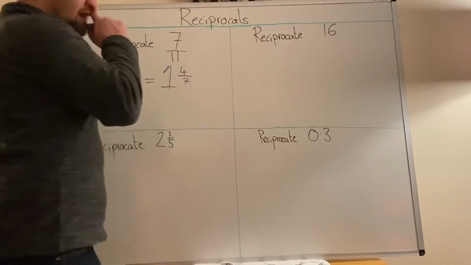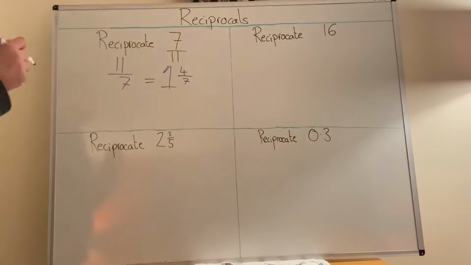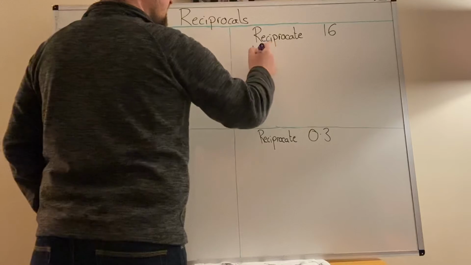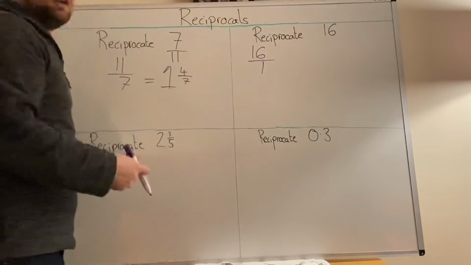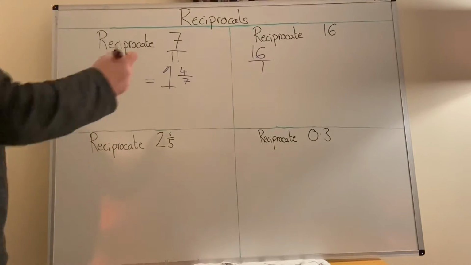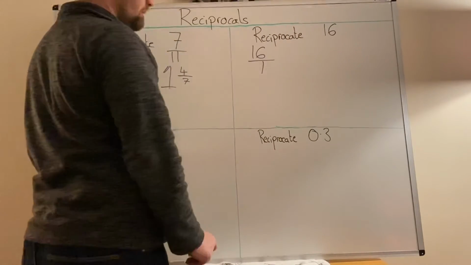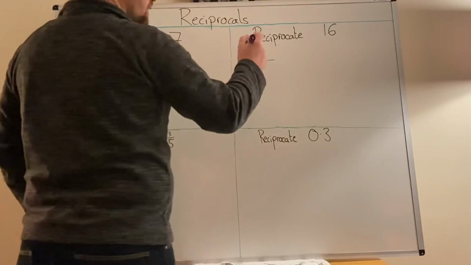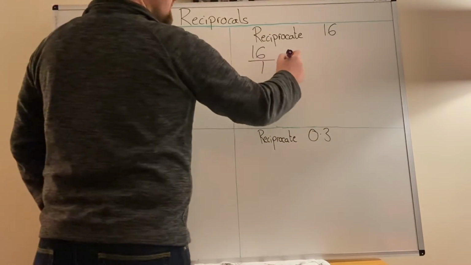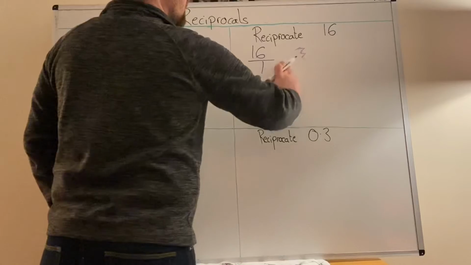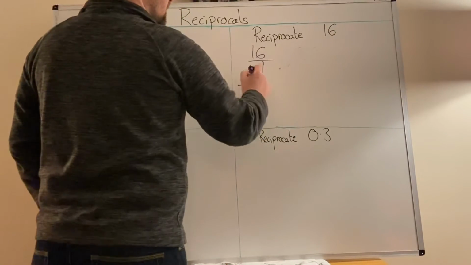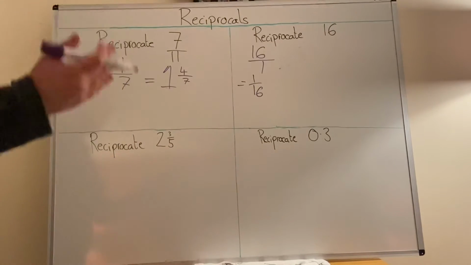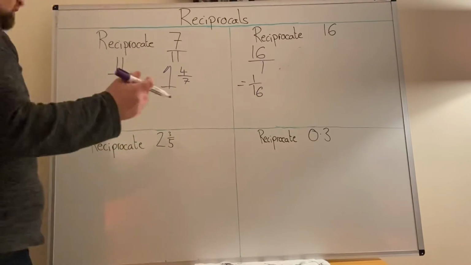Now we need to reciprocate 16. Now 16 doesn't look as though it's in fraction form, so what we do is rewrite it as 16 over 1. That line is another way of saying divide, so 16 divided by 1, which we know equals 16. So that's it rewritten. We now need to reciprocate it. Nice and simple. When we reciprocate it, it'll be 1 over 16. Whatever's on the bottom goes to the top, whatever's on the top goes to the bottom.